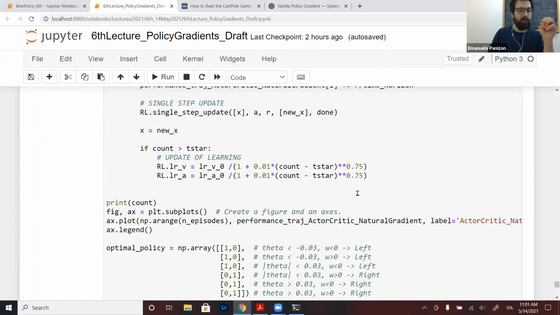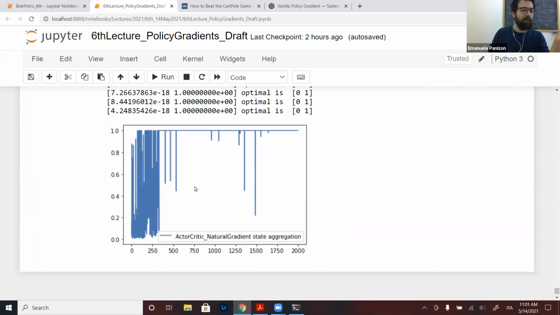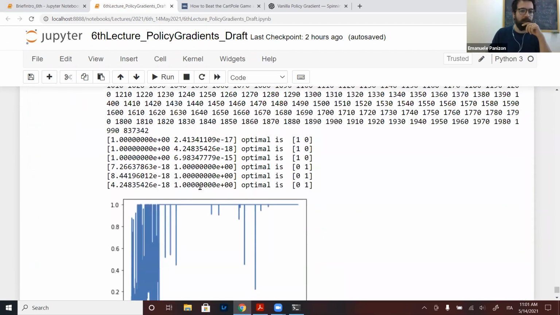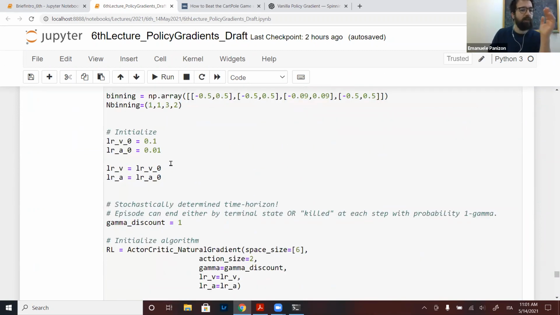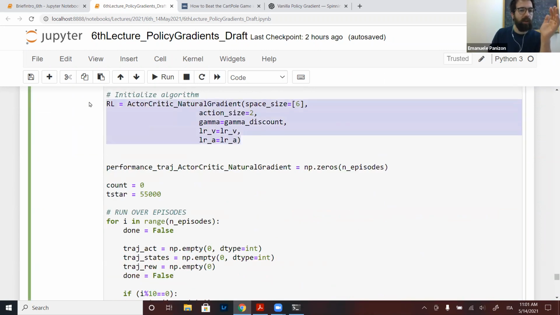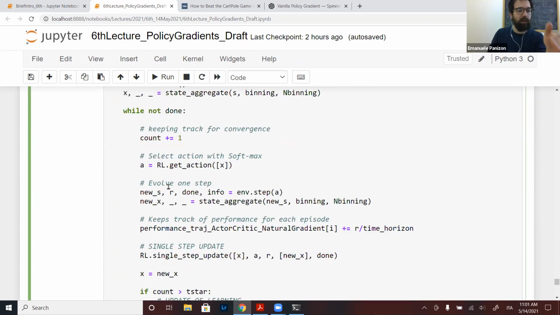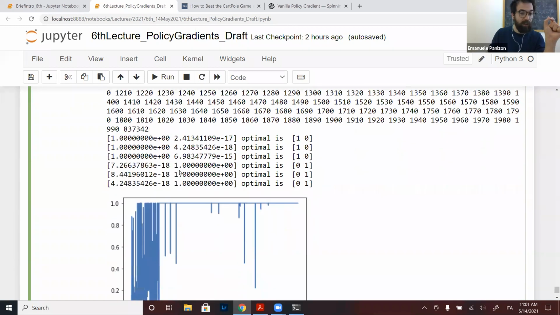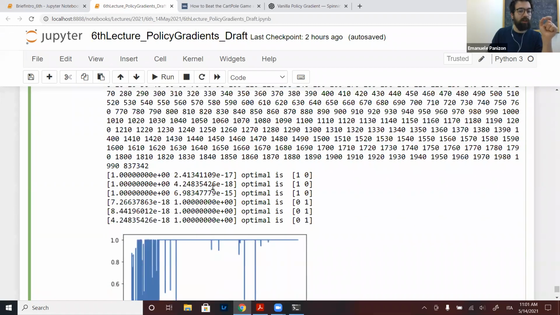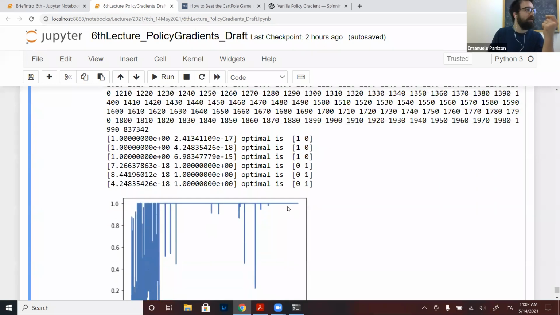This was actor critic with a natural gradient, and you can see that it learns. I will not do it again, I apologize, but it's the same as always. Doing episodes, I'm creating the binning, I'm creating the algorithm. Whatever I've done is exactly the same as before. There is only one line which has changed, and you can see that now performance is actually 1001. It's a much faster convergence, and indeed it's basically always optimal.